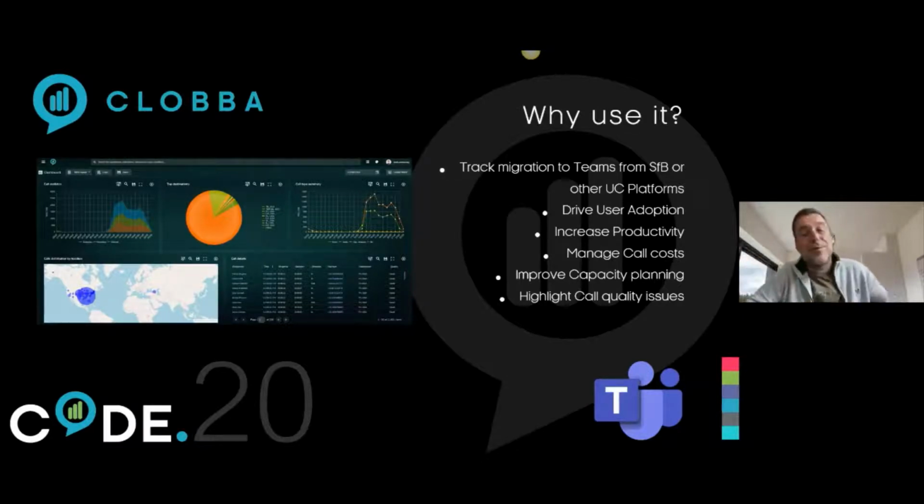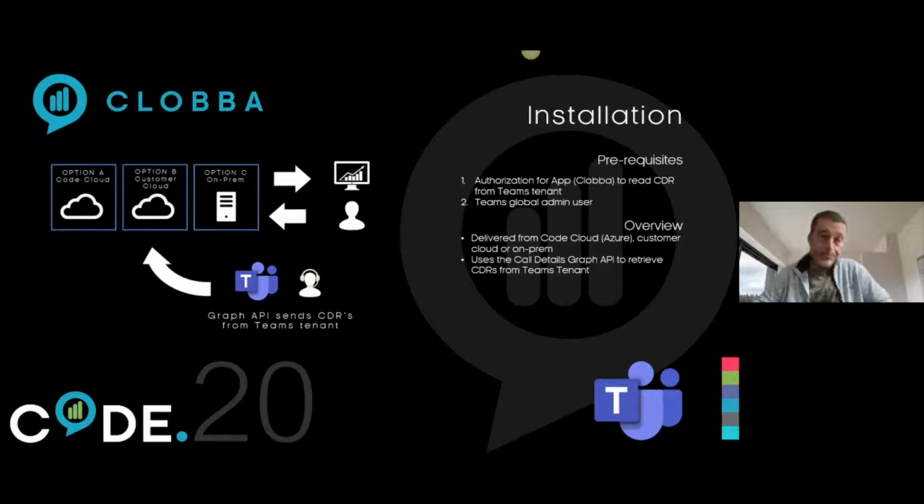We can look at capacity planning as well, so things like SIP trunk utilisation. Have you got too many SIP trunks? Have you got too few? Clobba allows you to make informed decisions around the actual usage of things like the SIP trunk utilisation, and finally that call quality. So you can effectively look at call quality and use it for root cause analysis around any potential call quality issues.